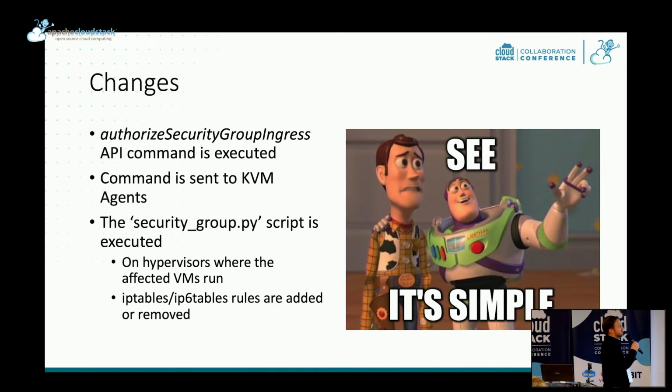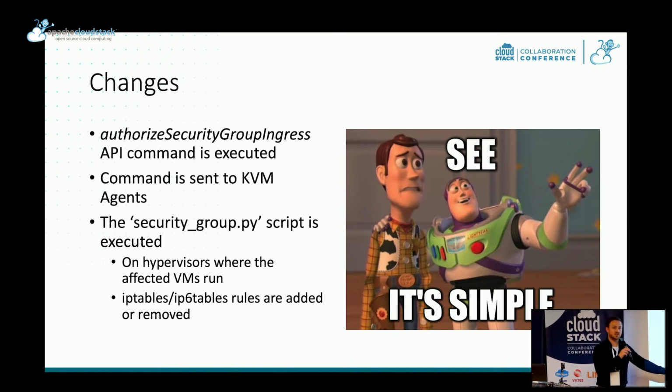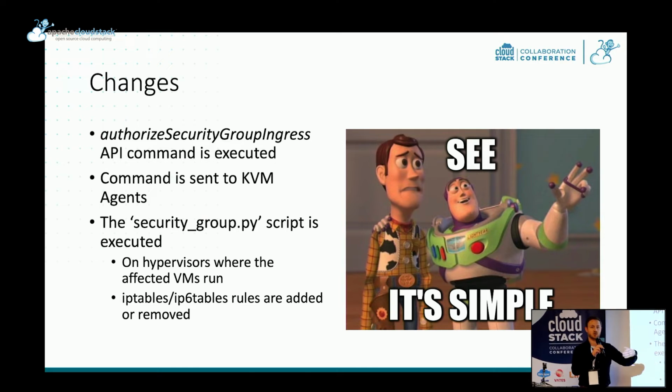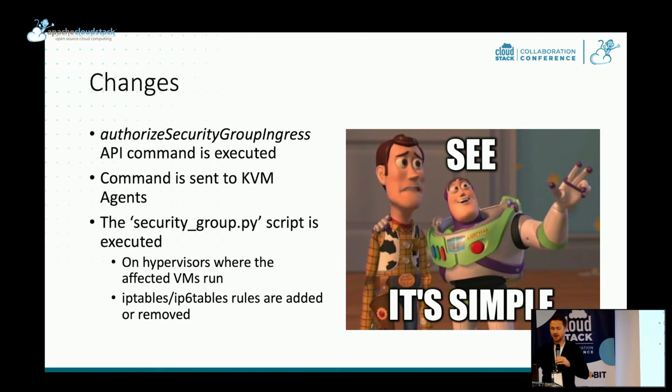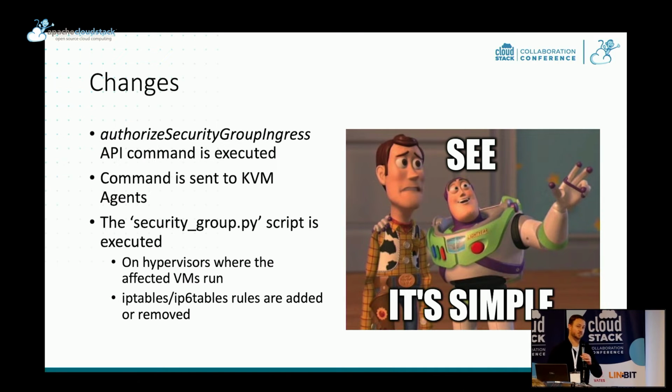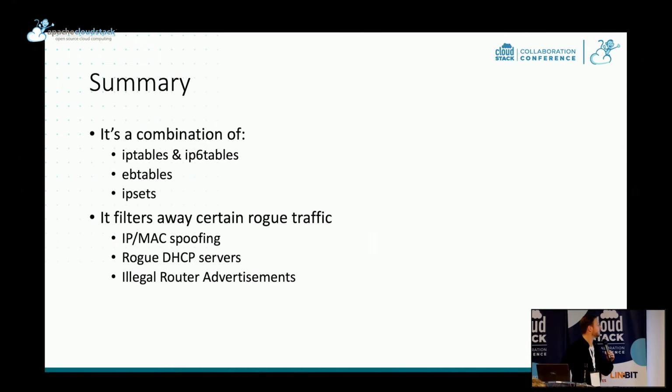And the changes are pretty easy. You have the command authorize security group ingress or egress, one API command. But what does it do? A command is being sent to all the KVM agents which are applicable. So only the ones where a VM runs which is using the security group get the update. security_group.py is executed again, and it changes the iptables or ip6tables rules on the hypervisor, reflecting the changes you just made via the API. So it is simple, as Buzz Lightyear says here.